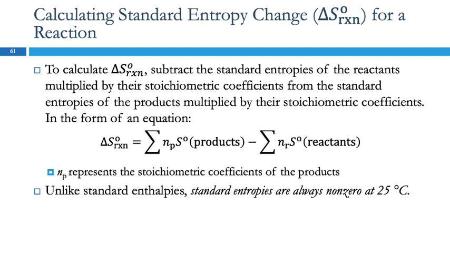We can calculate the standard entropy change for a chemical reaction. And we're going to calculate this in the same way that we calculated standard enthalpy change for a reaction. We're going to subtract the standard entropies of the reactants multiplied by their coefficients from the products. So delta S is the final amount of entropy minus the initial amount of entropy. The entropy depends on how much of it is there, and so these are molar entropies, and so we multiply by the number of moles. When we did this with enthalpies, some of them were 0, but standard entropies are always non-zero.